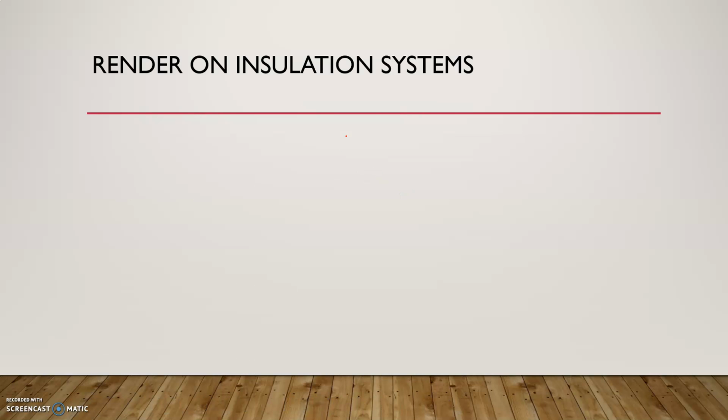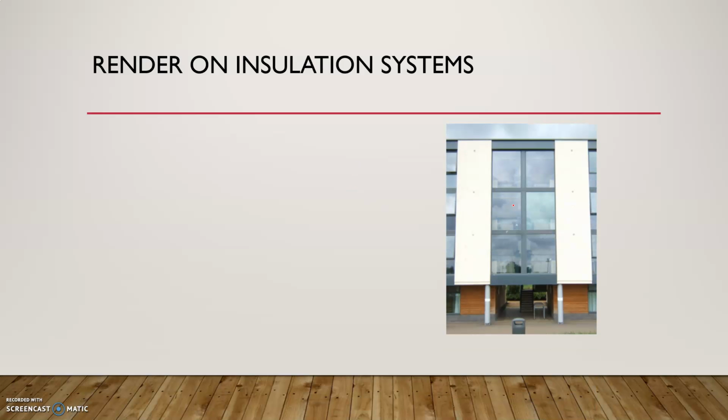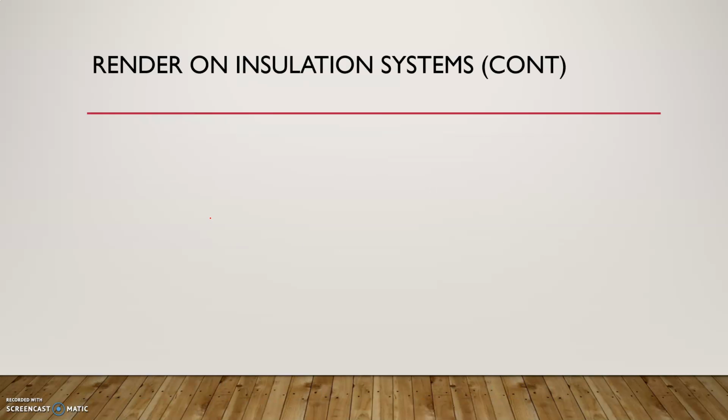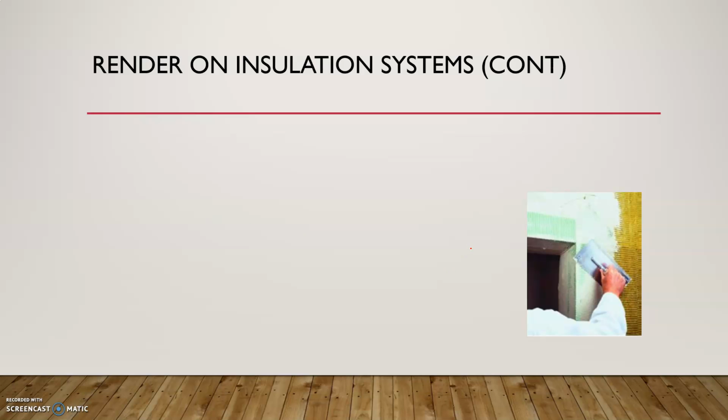Now we're going to look at the render or insulation system. You can see a render cladding here. Normally the insulation is attached to the support wall, and then you need adhesive and mechanical fixings. The insulation could be polystyrene or mineral wool, and the cavity is normally behind the insulation. You can see there's a picture here with the render finish.